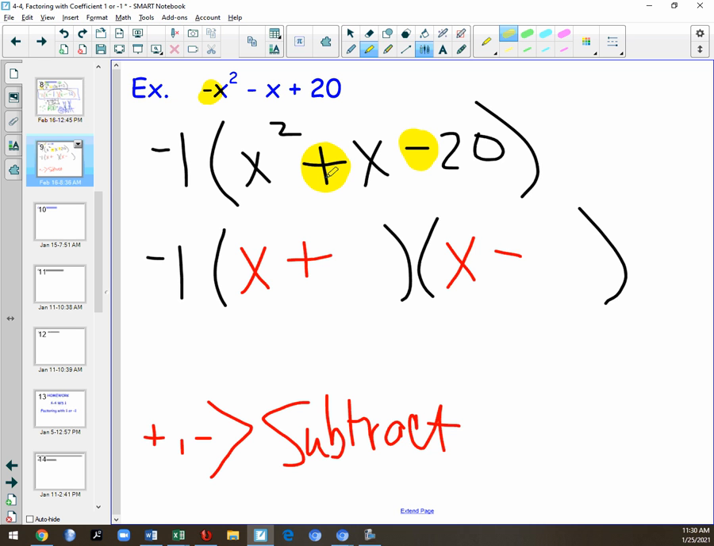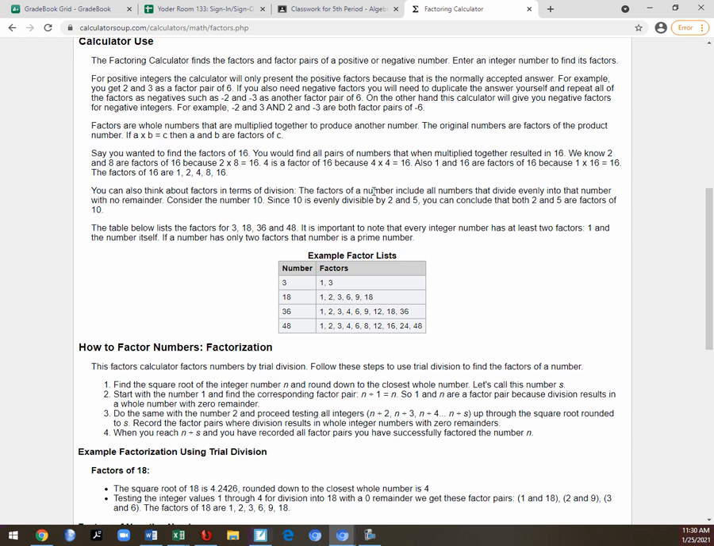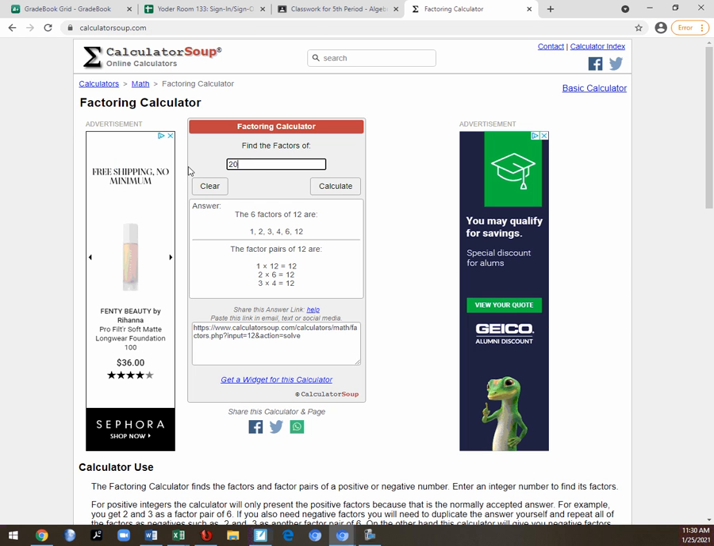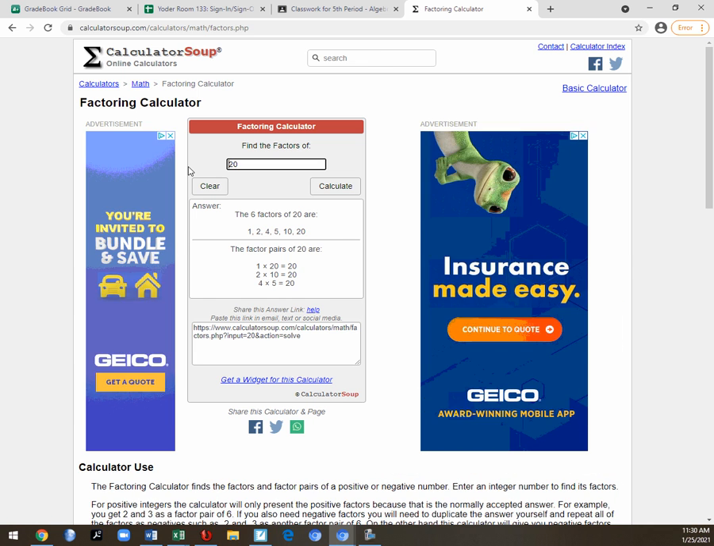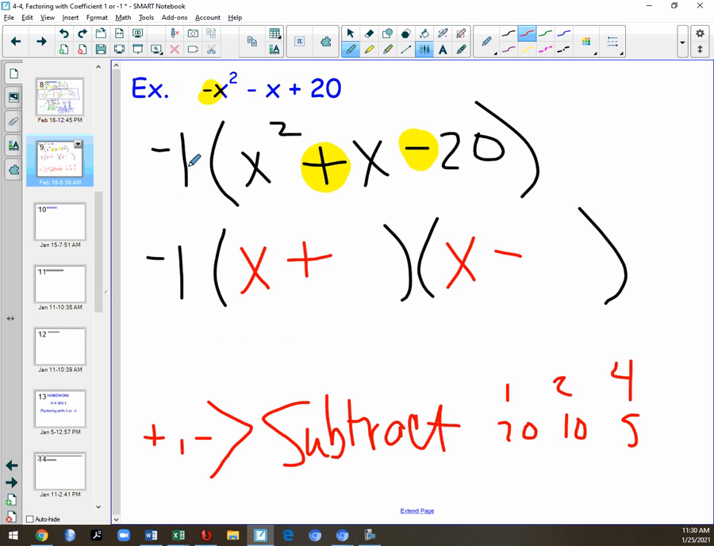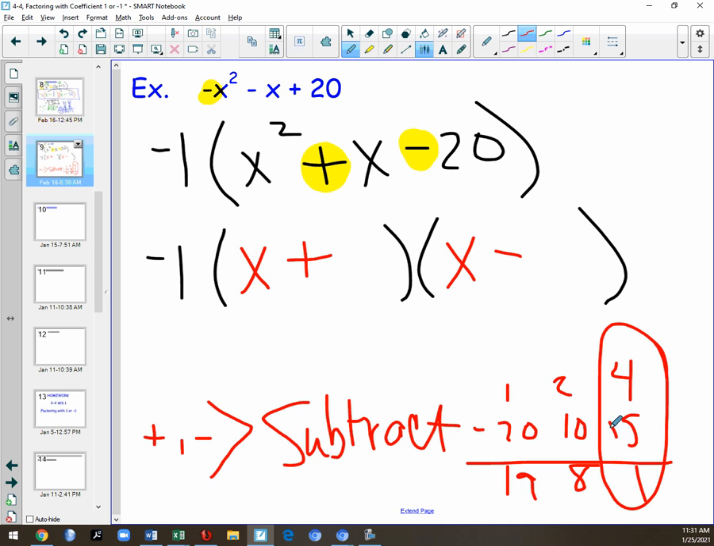So I need to now find all of the factors of 20. All the factors of 20 are 1 and 20, 2 and 10, 4 and 5. And again, it's totally fine for you to come over to your factor calculator and put in 20. Okay? So we now have all of our factors, and I want them to subtract to give me a 1. So if I subtract these, that's 19, that's an 8, and that's a 1. So that means if I want a positive 1, I'm utilizing 4 and 5, but the positive goes with the 5 and the negative goes with the 4.